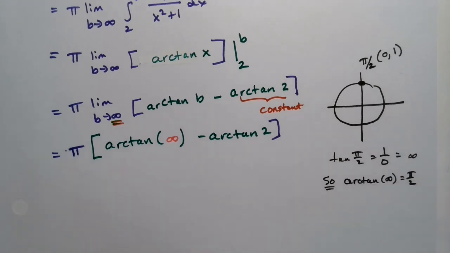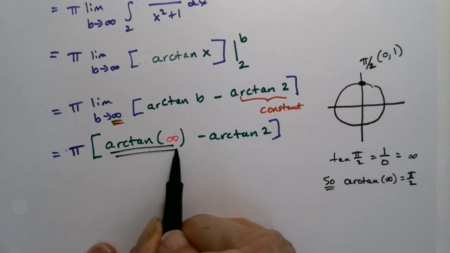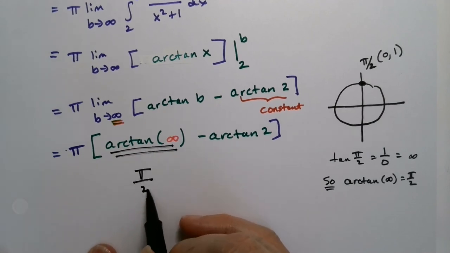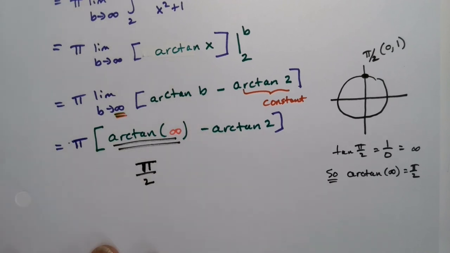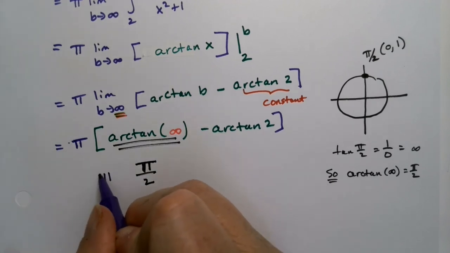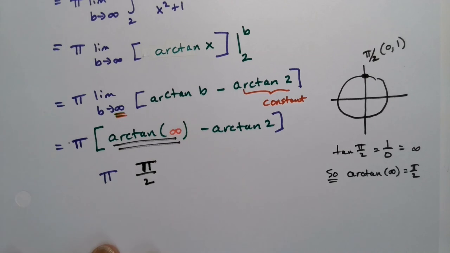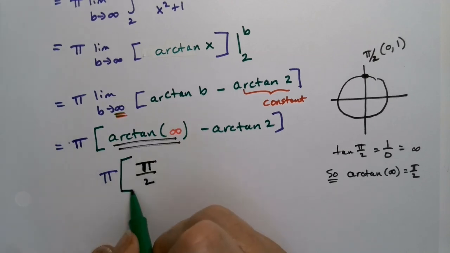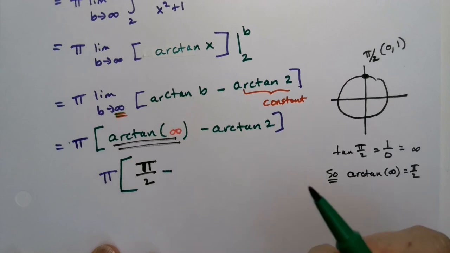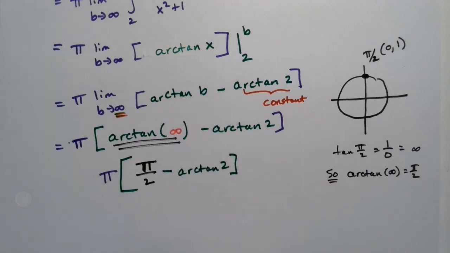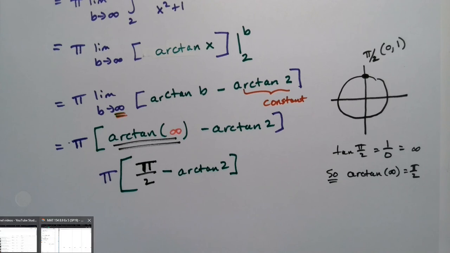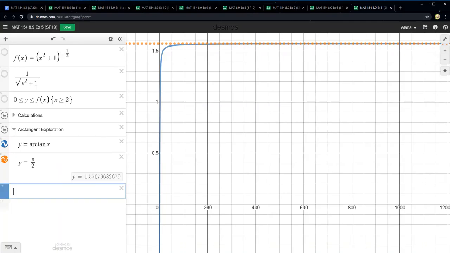This right here is pi over 2. Although my pi got weird. Pi over 2. Yeah, legit, like it is. All right, so it's pi times pi over 2 minus the arctangent of 2. I mean, arctangent of 2 is just some number. As a matter of fact, I can find it. That's what Desmos is good for. Oh, Desmos, tell me what the arctangent of 2 is. There you go. It's like 1.107.